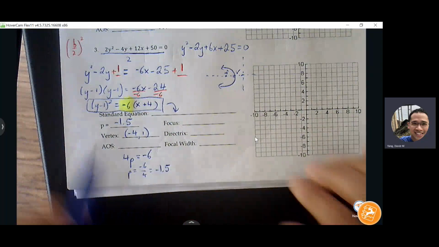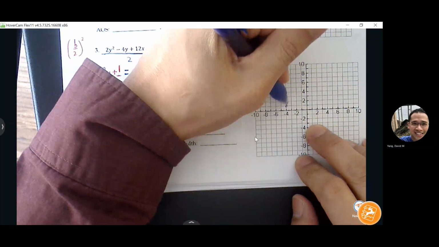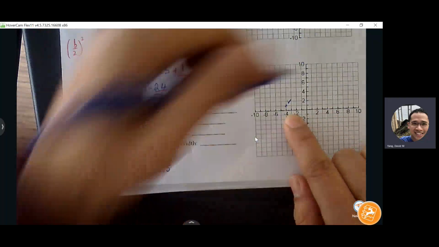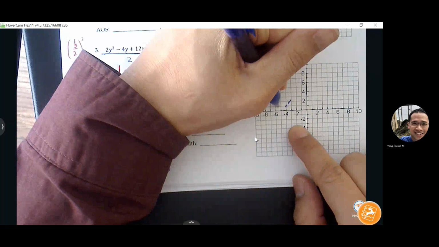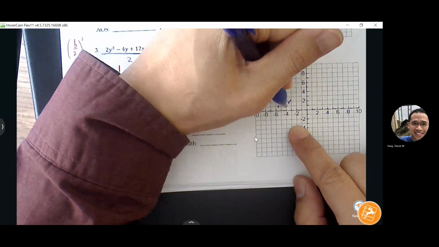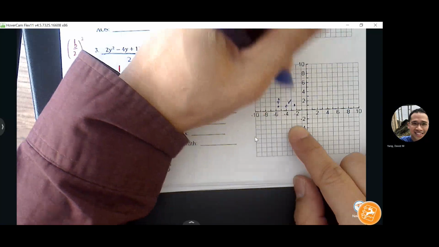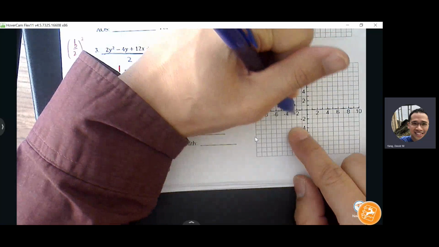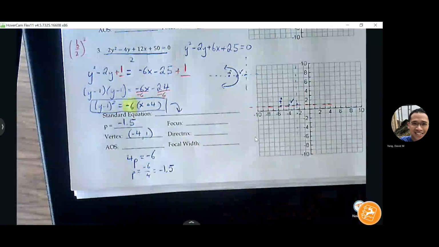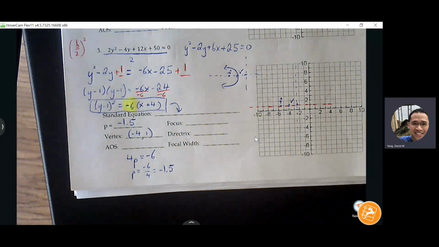Plot your vertex first. And now I'm going to go to the left p units. So I'm going to go to the left 1.5 units. Call that the focus. 1.5 units to the right of the vertex will be where your directrix is going to be. And your axis of symmetry is going to go through all those points. And I'm not drawing the parabola just yet. I'm waiting for my focal width to be established, and then I can sketch my graph a lot more accurately.